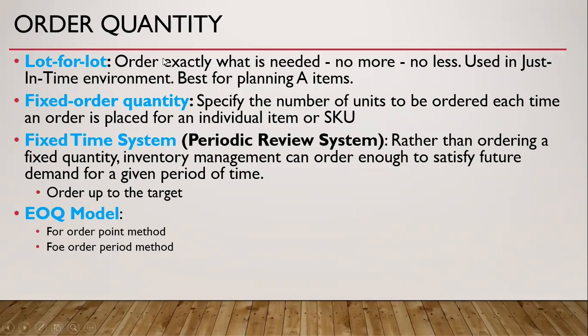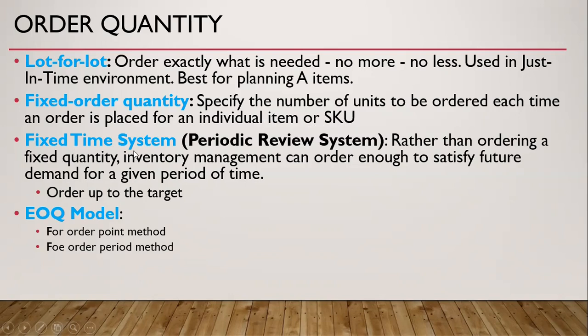So for the ordered quantity, there are various approaches. One is lot for lot. The ordered quantity is what is needed, no more, no less, and this approach is used in a just-in-time manufacturing environment, and it is best for category A items. The next is fixed order quantity. Here we specify the number of units to be ordered each time an order is placed for an individual item or stock keeping unit.